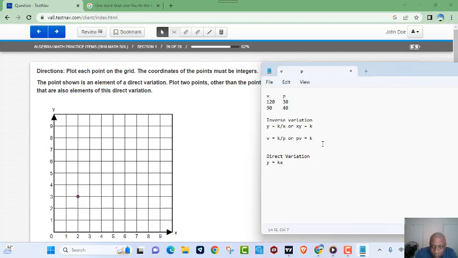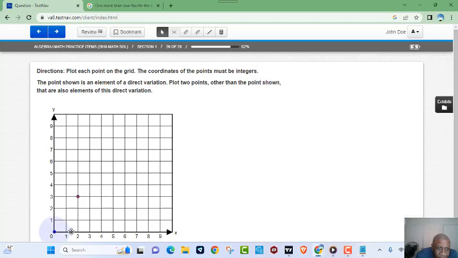Y equals k. And what do we also know about direct variation? It goes through the origin point, which is (0, 0). So, since we know that all direct variation equations go through the origin, that's one point we can easily plot right there. So that's one of our points, the origin, and then this point was already here.